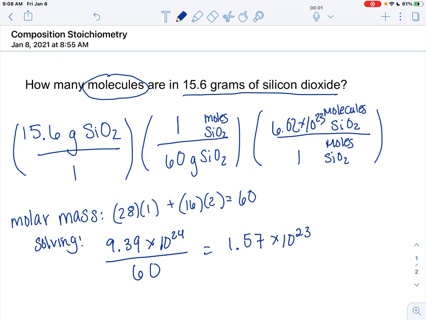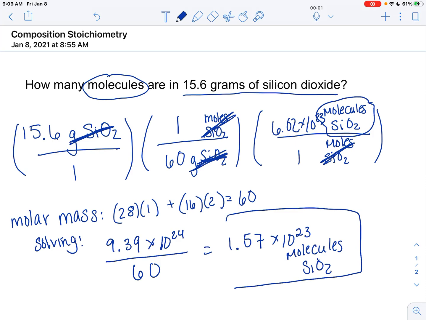And then we just need our units. So just like with dimensional analysis, your units will cancel. So grams of SiO2, since it's in 2 places, cancels out. Moles of SiO2 does the same thing. And so you're left with just molecules of SiO2, which is what you wanted.